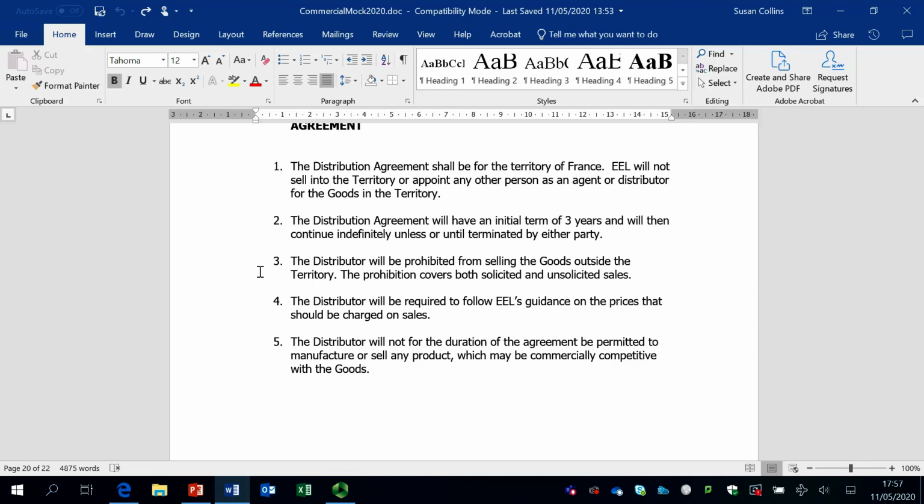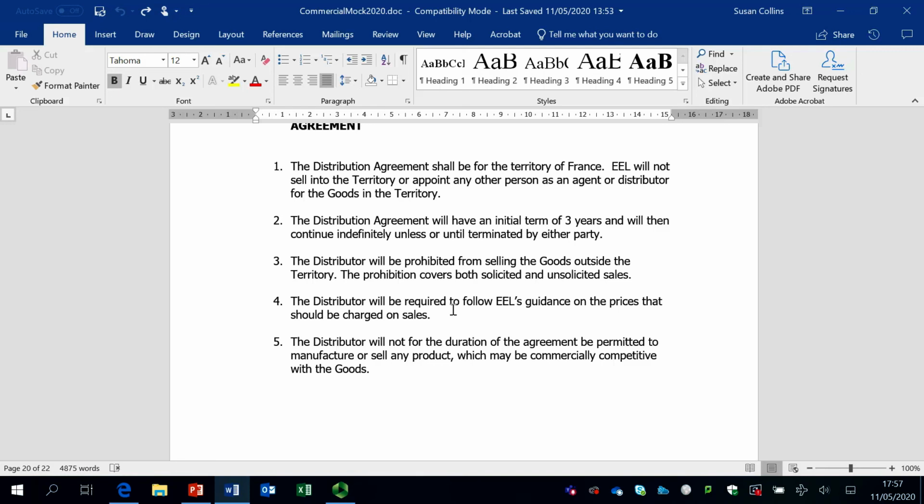Then the next clause you've got: the distributor will be required to follow guidance on prices. Again, that is problematic. Remember, I said price fixing is another thing that's not allowed. So this would be problematic. And again, under the block exemption, that would be hardcore under Article 4A. So that would be a problem.